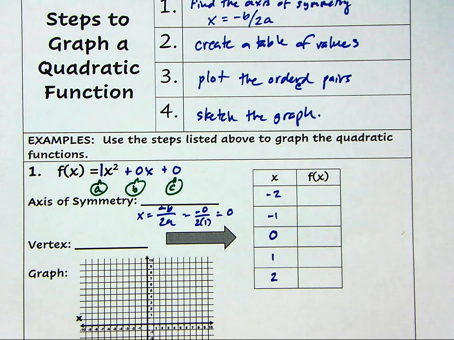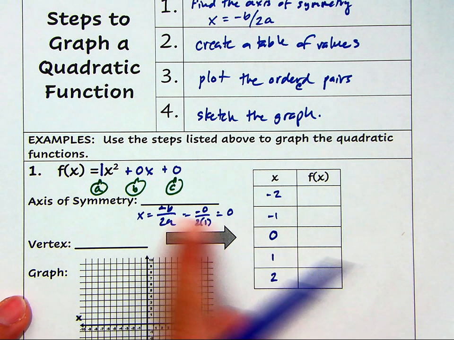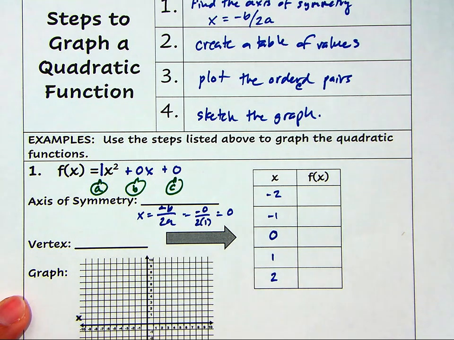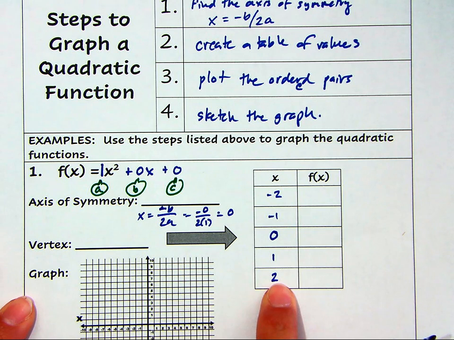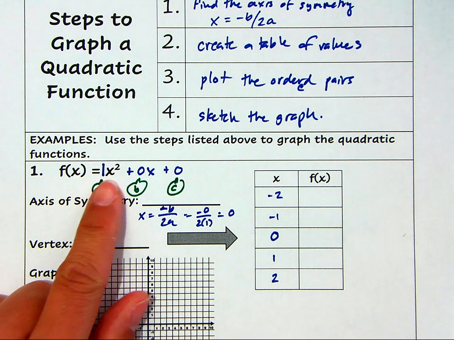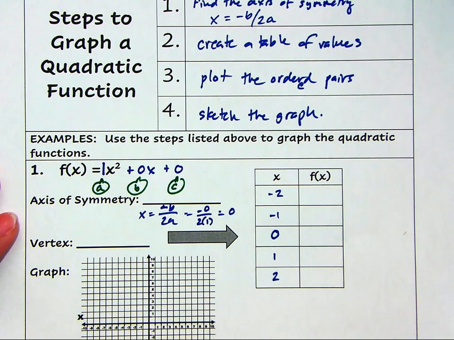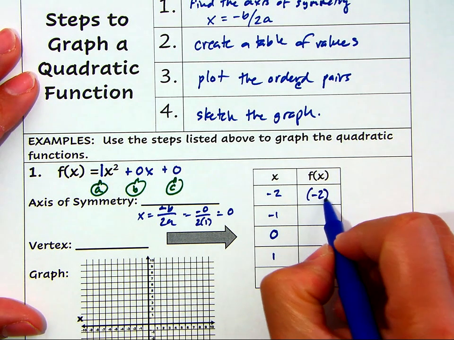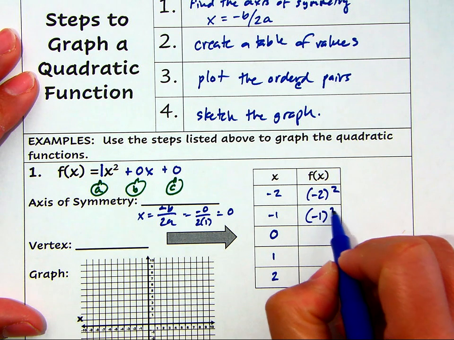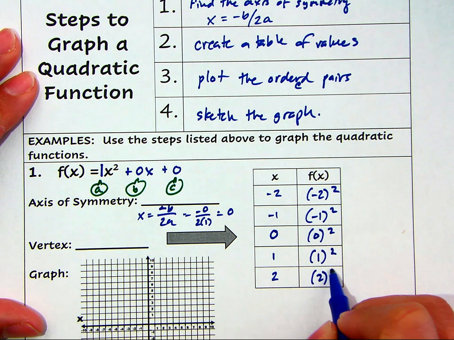Now, not every table of values is going to have 0 in the center, right? That's all determined by this axis of symmetry formula. All right, so now that we have these 5 x coordinates, let's produce the y coordinates by using the function. Before I wrote all this other stuff, the function was simply x squared. So we're going to have -2 squared, -1 squared, 0 squared, +1 squared, and +2 squared, right?